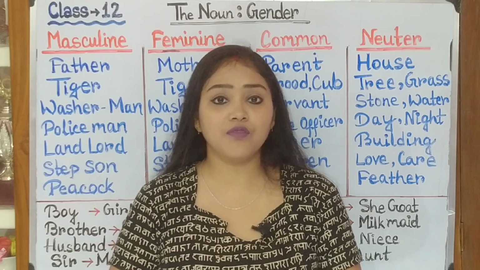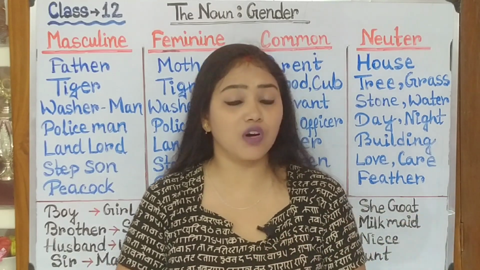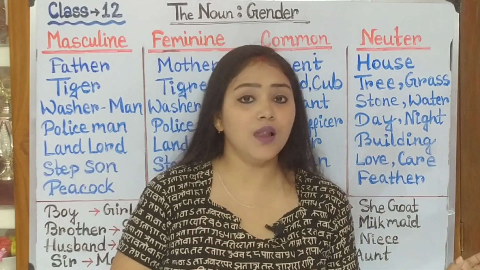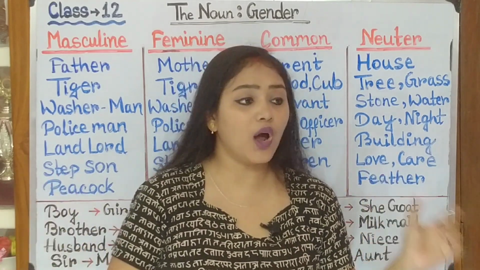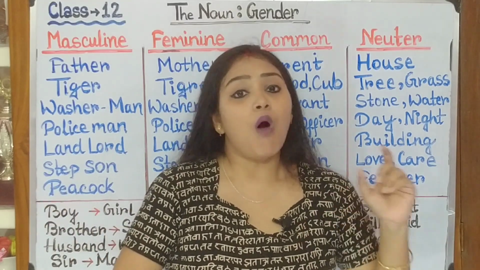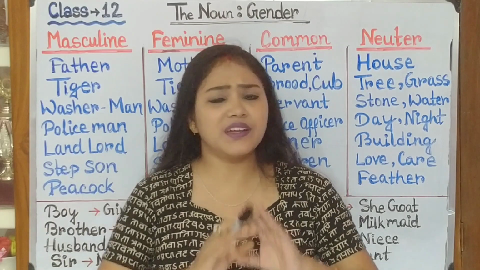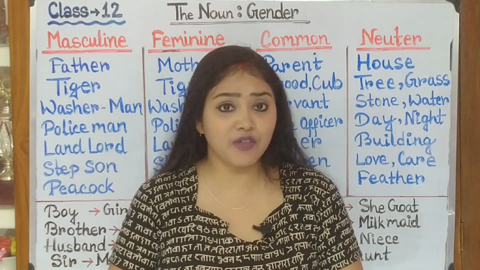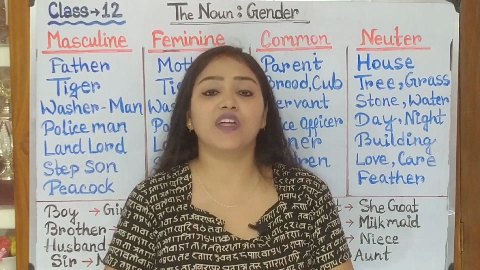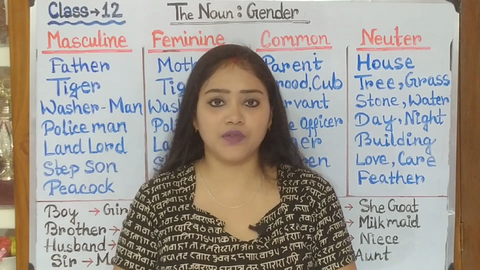For example, fox, F-O-X, fox in feminine gender becomes vixen. Bull becomes cow. Horse becomes mare. Okay. Monk becomes nun. So there are numerous examples where we can see the whole word changes. Clear? When transformed into the feminine one.